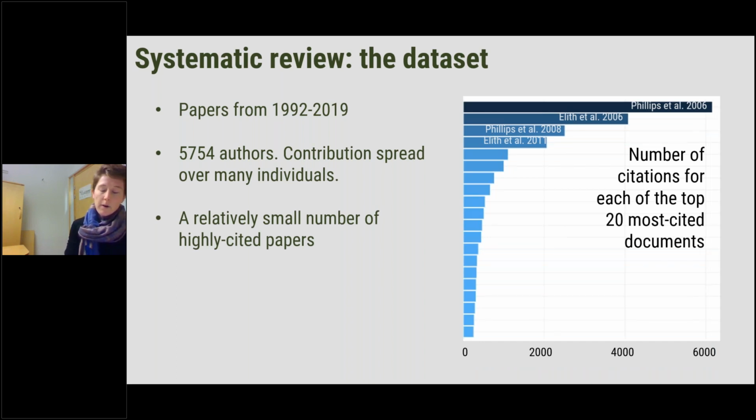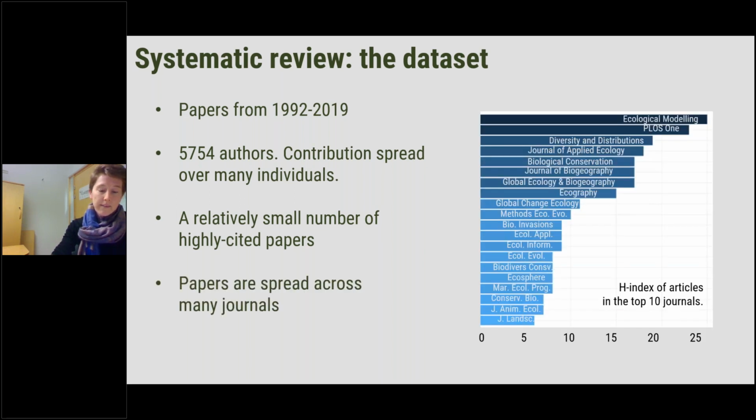Next, we can see that there are a relatively small number of highly cited documents and a much larger number of not so highly cited documents. The top 4 papers, by far the most highly cited, are 4 of the foundational papers about Maxent, which is a species distribution modeling method that's common for presence-only data. We'll talk more about that later. And finally, we can see that influential papers tend to be spread over many different journals.